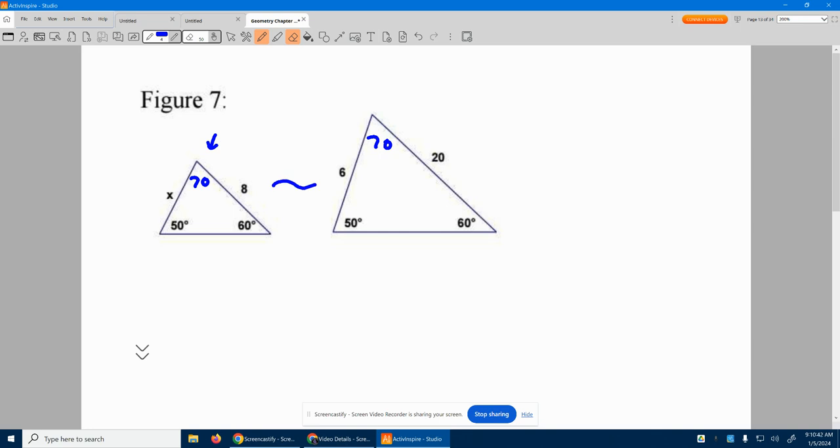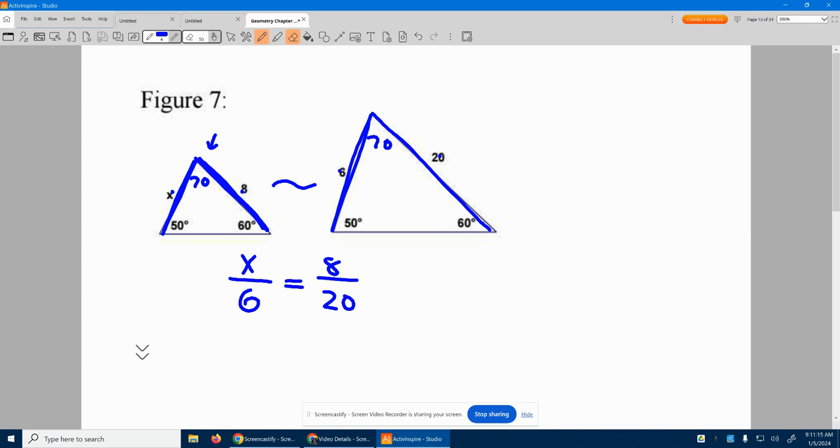Okay, so if they're similar, we're going to set up corresponding sides. Well, here's the side I'm trying to figure out, and that's between the 50 and 70. Who's between 50 and 70 over here? This side, 6. So X corresponds to the 6. And that'll be the same as this side I have here, which is 8, which is between 60 and 70. 8 corresponds to, I've got to find on the other triangle who's between 60 and 70. Well, it's right here, the 20. So 8 corresponds to the 20, just as the X corresponds to the 6.